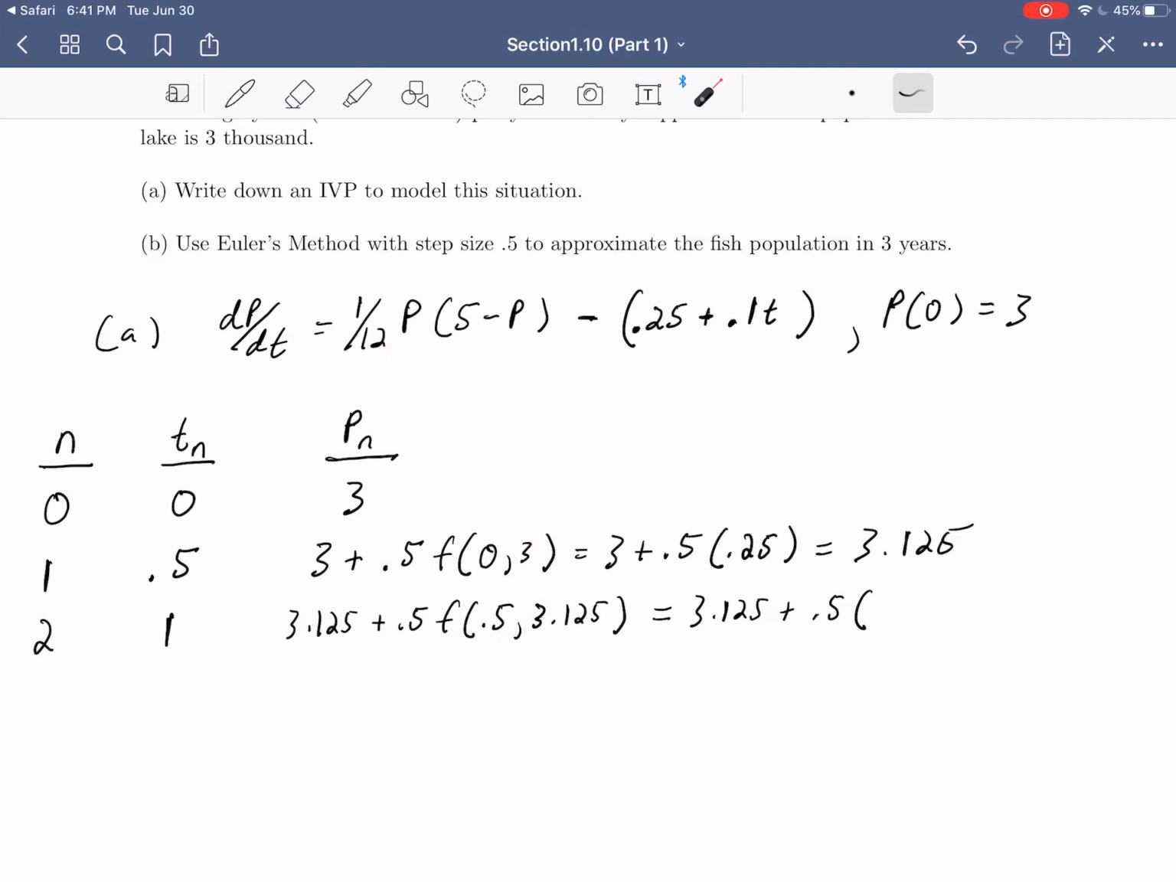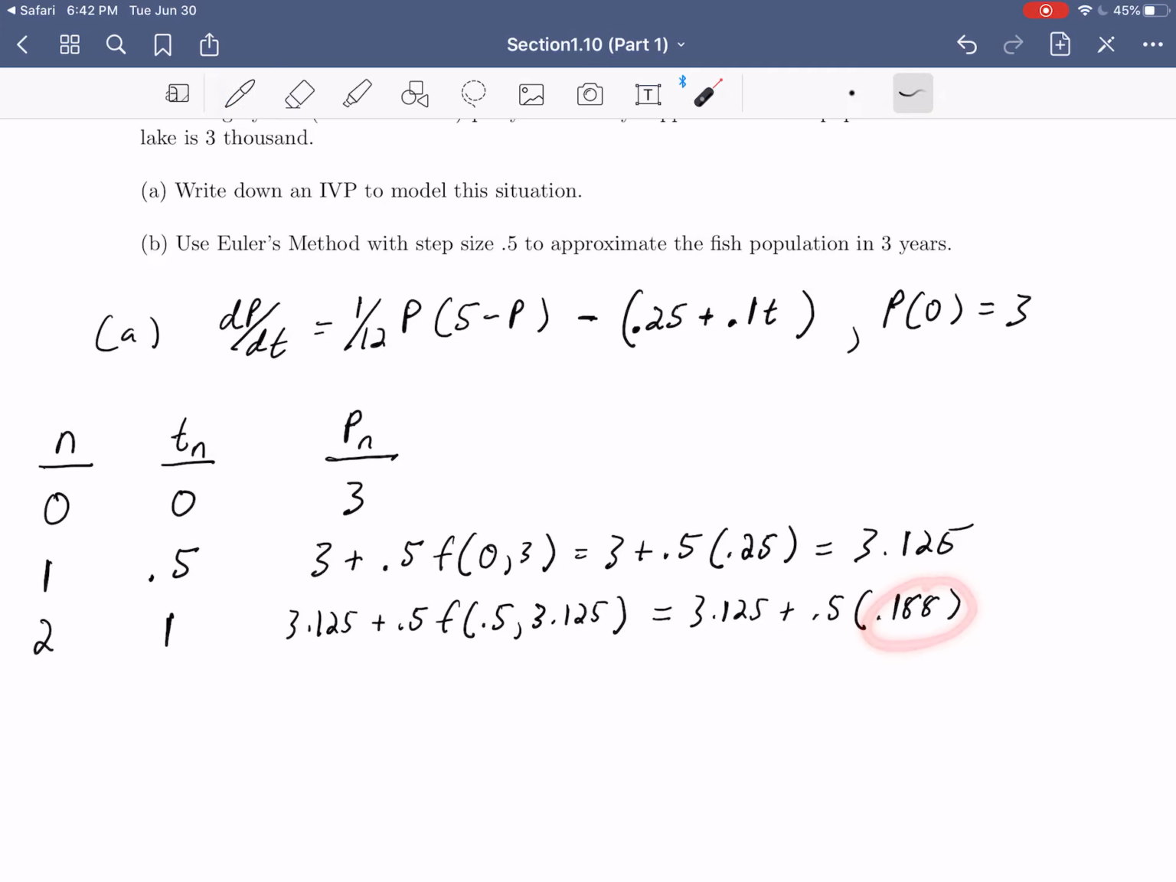So we should get 1 divided by 12 times 3.125 times 5 minus 3.125, and then minus 0.25 plus 0.1 times, and we're plugging in 0.5 for t, the previous t value. And once we do that, we should get that this comes out as about 0.188, again rounding to just 3 decimals. All right, so population still growing.